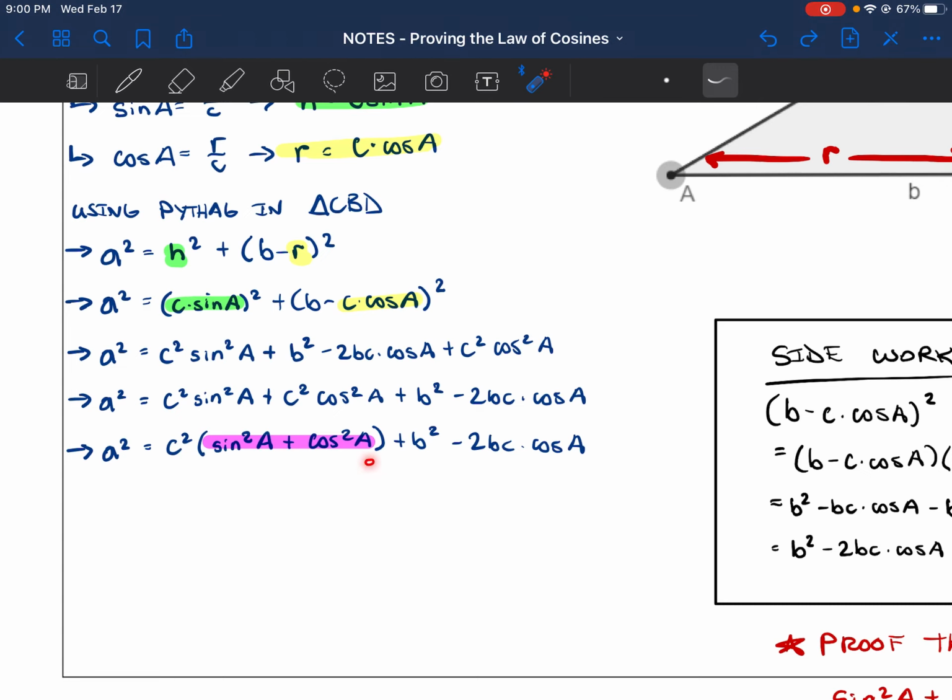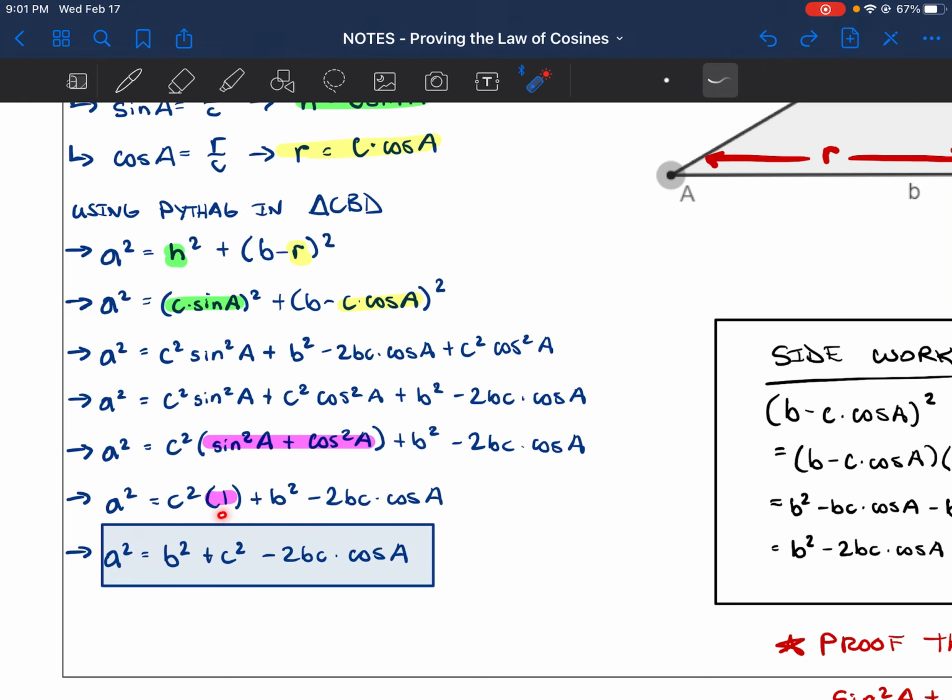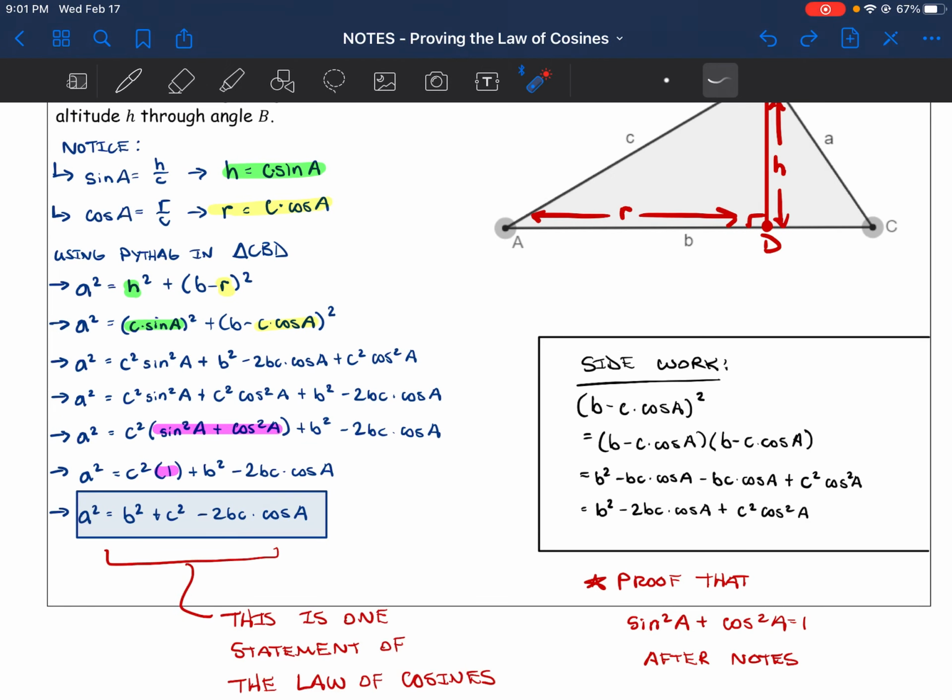So we get down to this point here. Now that we know sine squared of an angle plus cosine squared of an angle equals 1, go ahead and replace this chunk with 1. And now we have A squared equals C squared times 1, which is just C squared, plus B squared minus 2BC cosine of A. Just rearranging it to get things in a nice alphabetical order. I'm going to put the B squared first, then the C squared. So we get A squared equals B squared plus C squared minus 2BC times the cosine of A. And this is what we call the law of cosines.